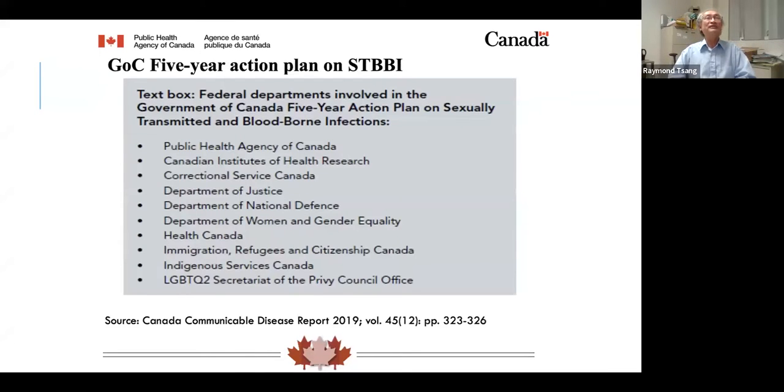So this slide shows 10 different federal departments are involved in this 5-year action plan. It's led by the Public Health Agency of Canada, and involves CIHR, Correctional Service of Canada, Department of Justice, Department of National Defence, Department of Women and Gender Equality, Health Canada, Immigration, Refugees and Citizenship Canada, Indigenous Services Canada, and the LGBTQ2 Secretariat of the Privy Council Office.